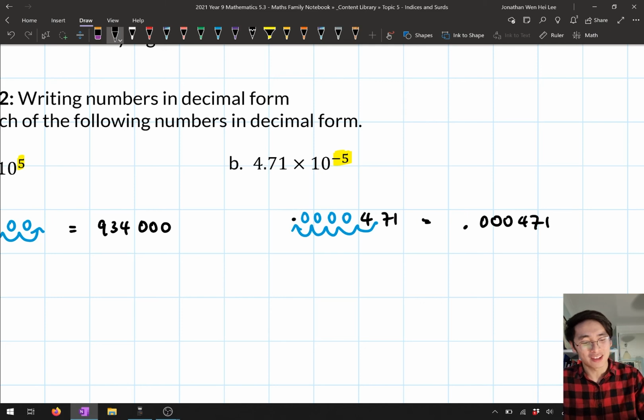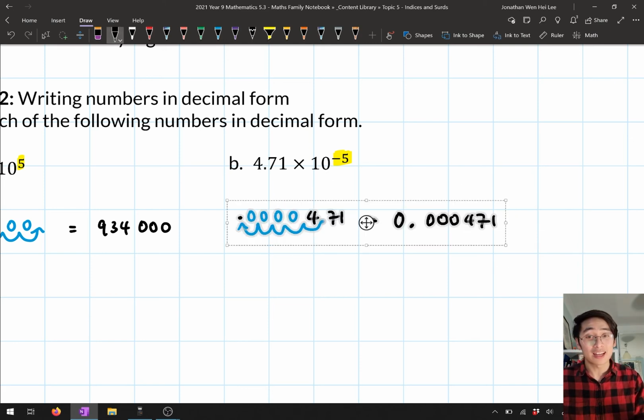Now with small numbers, we don't actually just write it as .000471. What I need to actually do is include an extra 0 right before that decimal point, just to indicate that it is a decimal here. So when you have those negative powers, just make sure you include that 0 in front of that decimal point as well. So that's it for today's lesson.